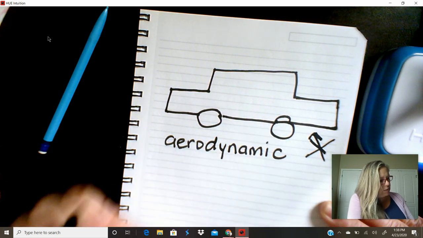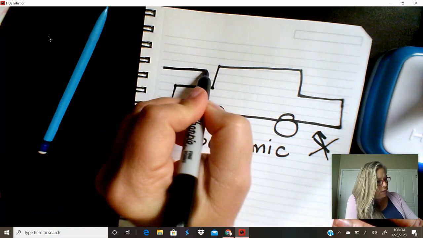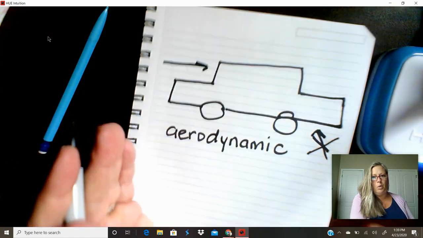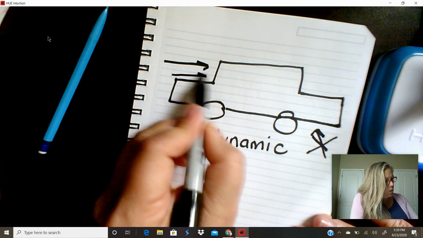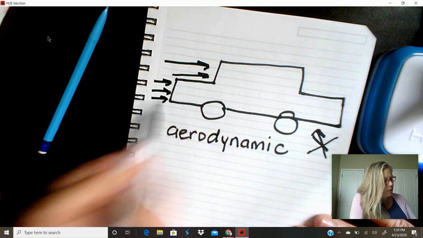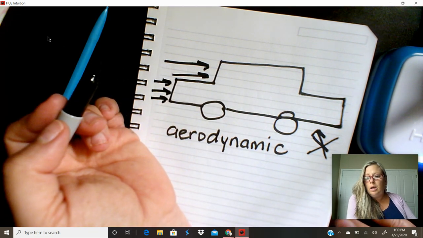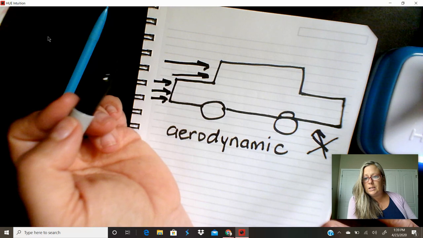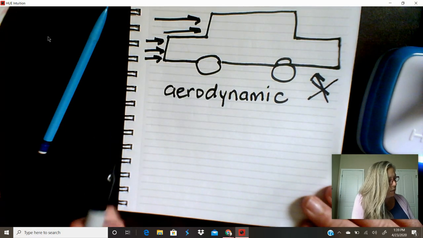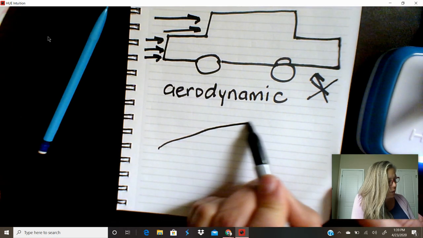Right? So here's the deal. As this car moves along, the wind is going to hit straight on that windshield that's straight up and down, kind of like a wall, and cause lots and lots of friction on this car. So this car will need a lot more fuel to be able to move anywhere because it has to fight against friction a lot more than if it has a more aerodynamic design.